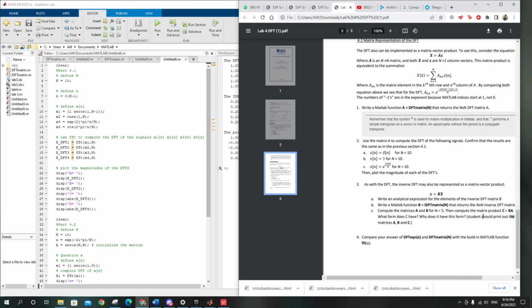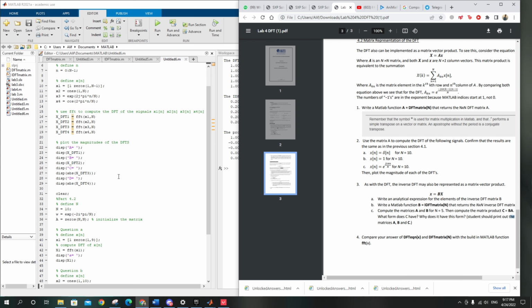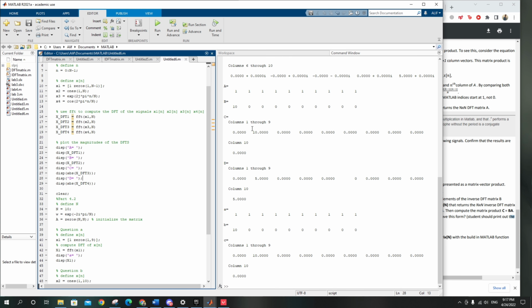And lastly, question 4 is to compare my answer of the DFT equation and DFT matrix with the built-in MATLAB function FFT. So after we define n, we define xn, which is x1, x2, x3 and x4, and use FFT to compute the DFT of the signals x1, x2, x3 and x4. Then plot the magnitudes of the DFT and combine the MATLAB coding, and after we run it, we can get the result in the command window. That's all from me. Thank you.